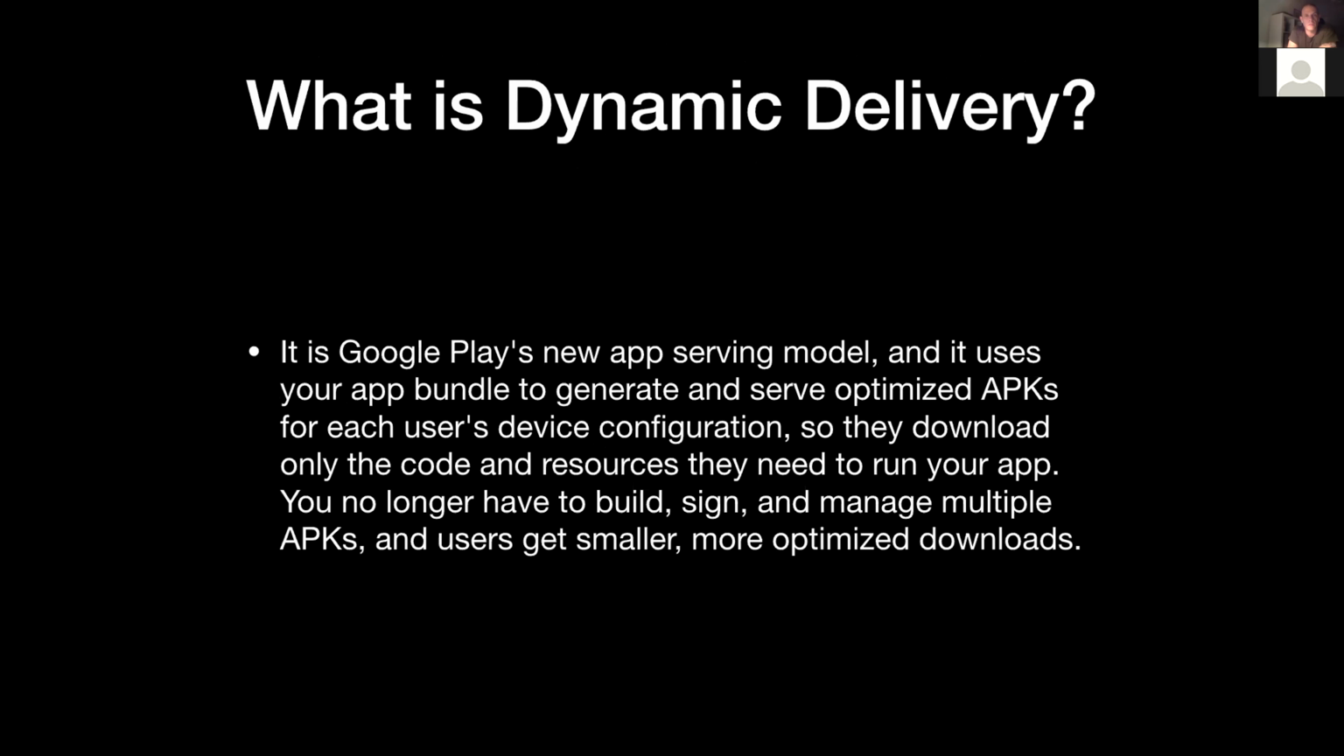Also, as a part of this new delivery process, Google introduced dynamic delivery. It uses the bundle to generate and optimize APKs per user and per their device configuration. That basically means that we're going to have smaller install APKs and obviously optimized download speeds.